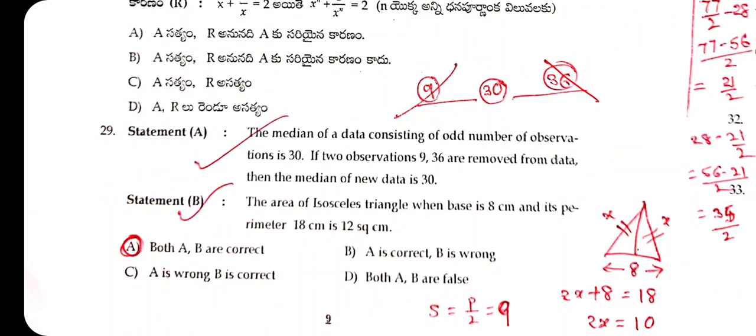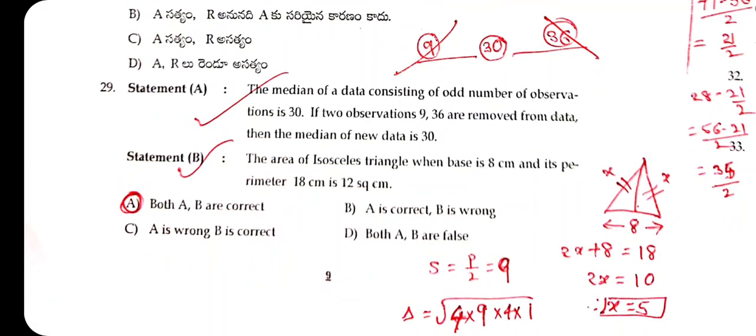The median of data consisting of an odd number of observations is 30. If two observations, 9 and 36, are removed from the data, what is the median of the new data? See here, it is an odd number of data and the median is given as 30. One number from the left side, one number from the right side. If you delete them also, the median will not change. So the answer is 30. That's correct.